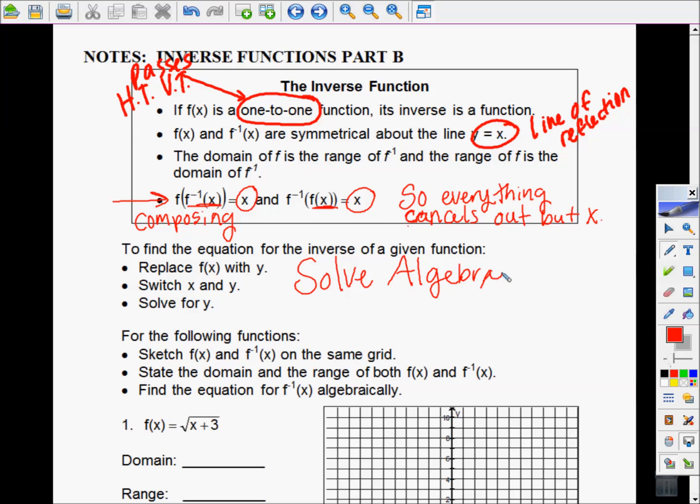Now algebraically. Okay, so solving algebraically, we're going to be focusing on this today. Alright. It's spelled right there below.